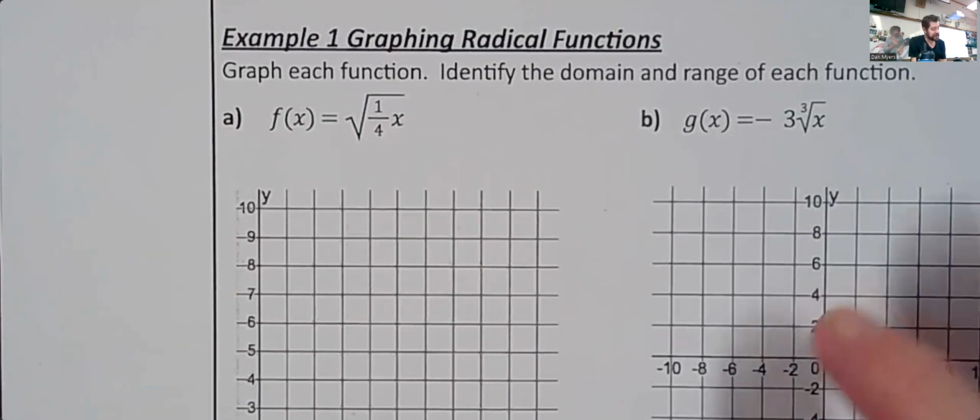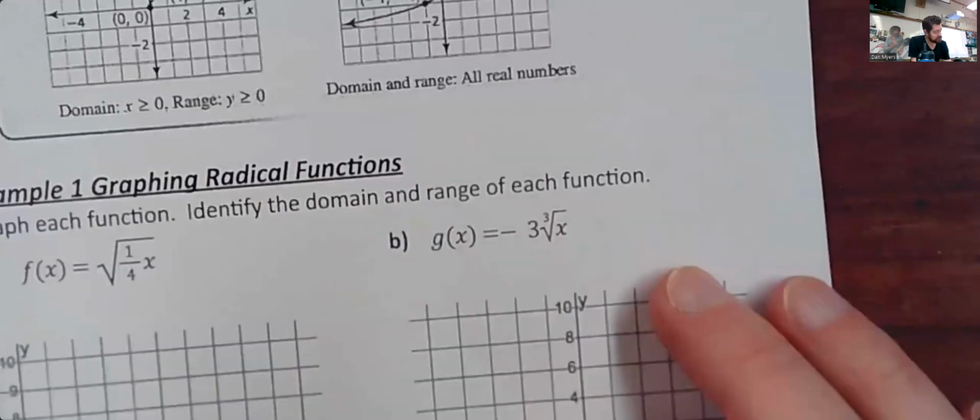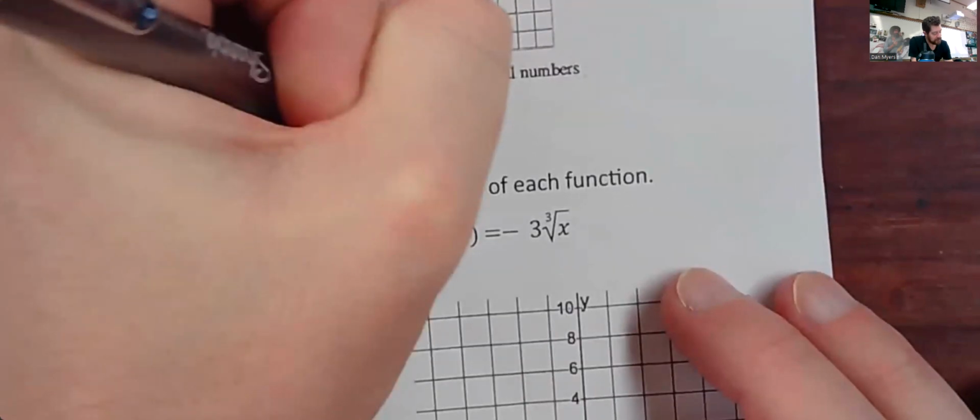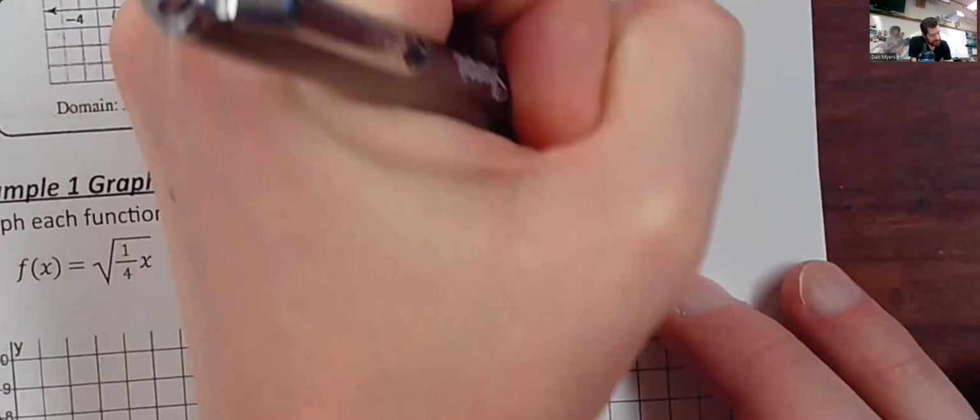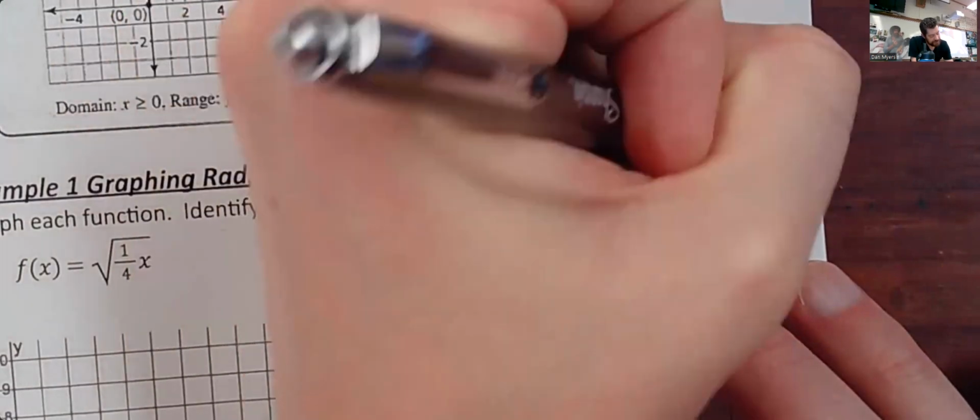So here we're going to do the same thing. Use 5 points. Over here, let's see, graph using at least 5 points.